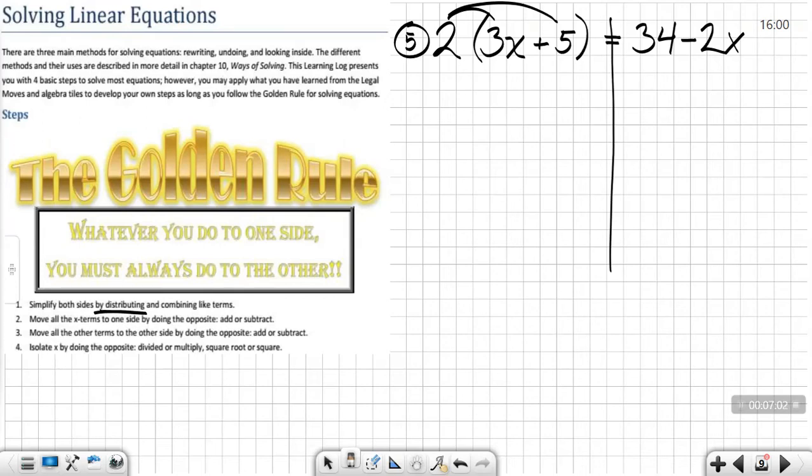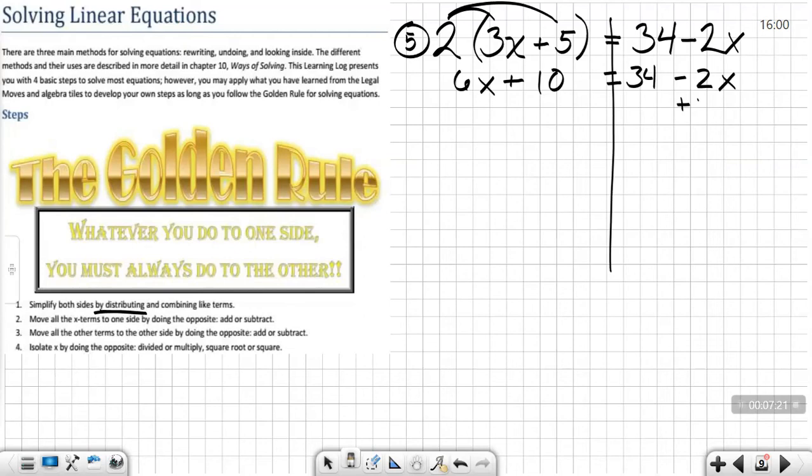So I'm going to distribute that 2 into both of those, giving me 6x plus 10 equals 34 minus 2x. Now let's get all of our x's to one side and everything else to the other. I'm going to do something here that's going to save me time. I'm going to do both of those steps at the exact same time.